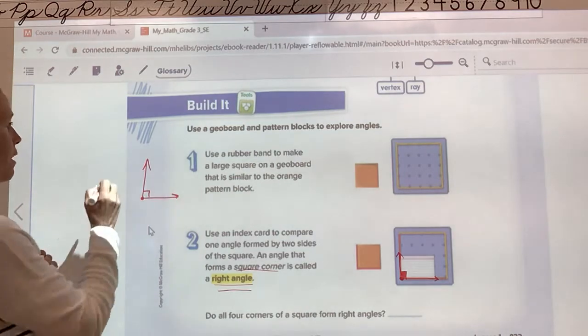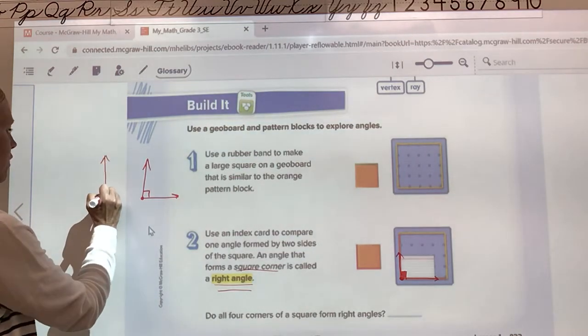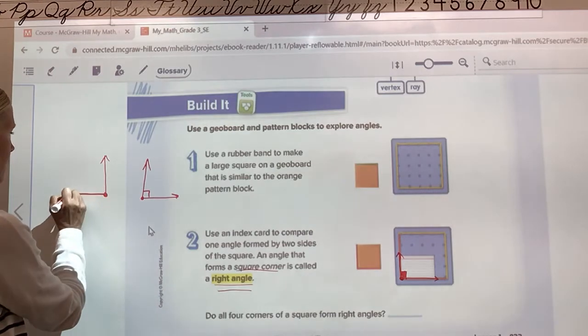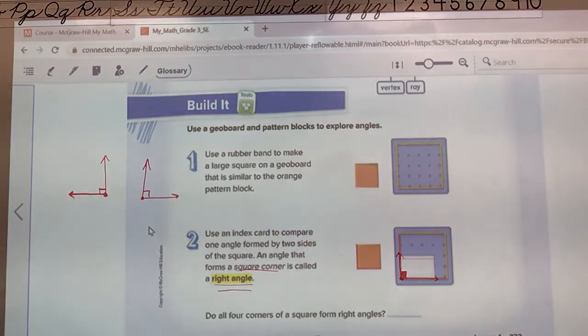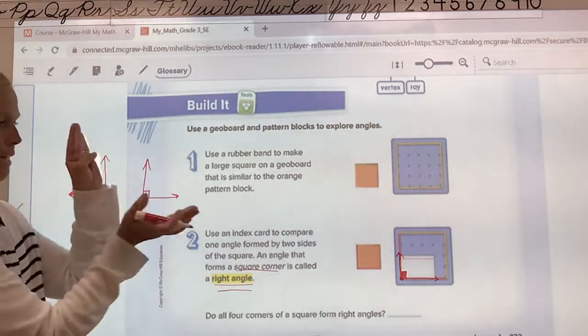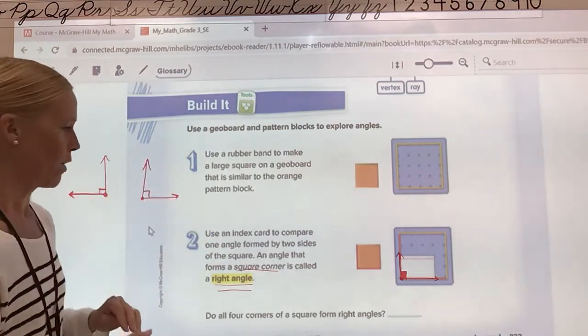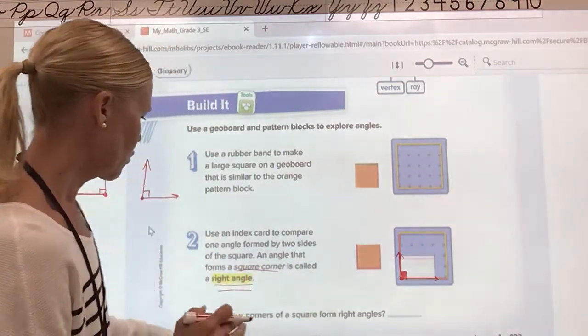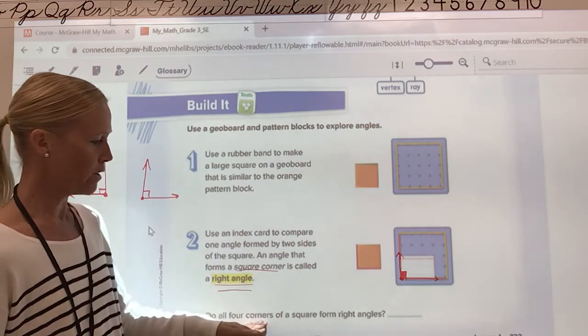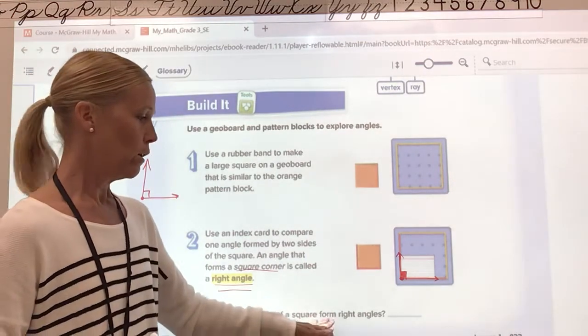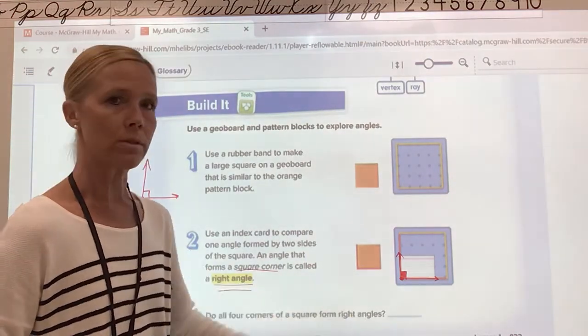We look that way, but it also can go in this direction, like that. So a square corner doesn't have to necessarily just go this way. It can go in any direction. So here we have a square corner. And our question is, do all four corners of a square form right angles?